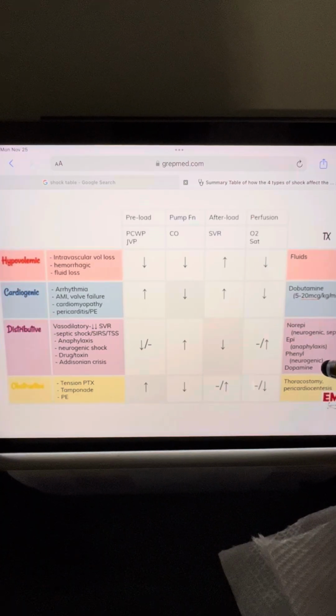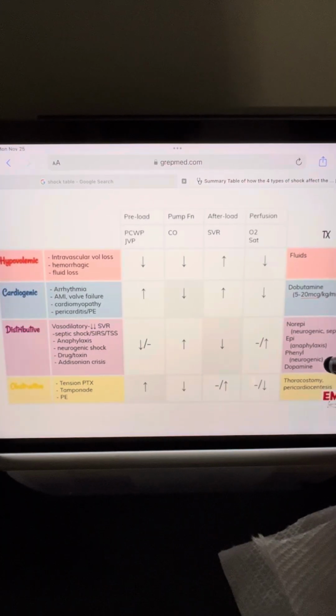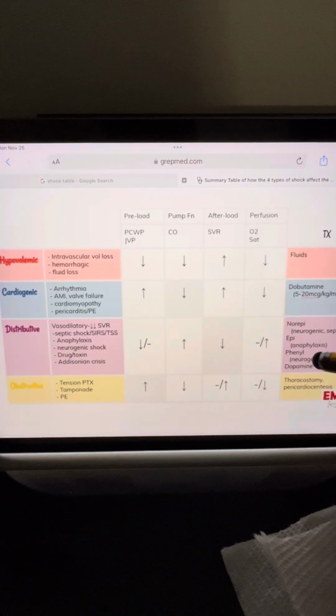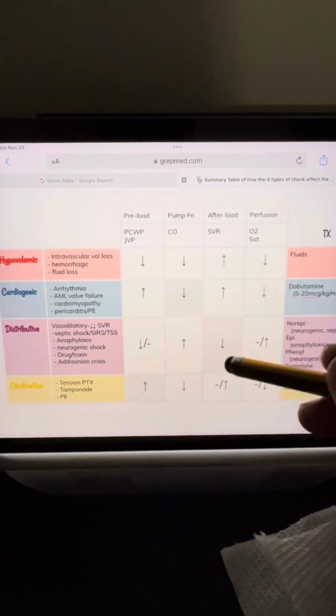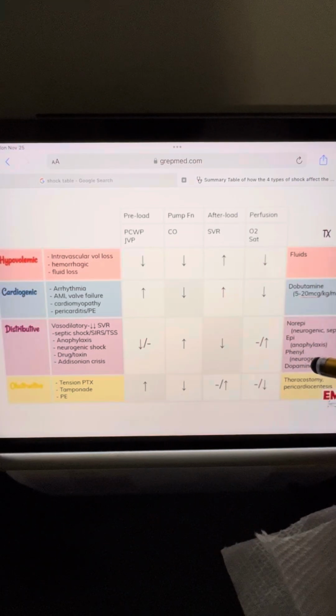Now, you can also use phenylephrine for neurogenic shock. Remember, neurogenic shock is maybe there's damage to the nervous system, and that leads to, again, vasodilation. So phenylephrine will cause vasoconstriction of the blood vessels. And then we can also use dopamine. Again, that's going to cause vasoconstriction.